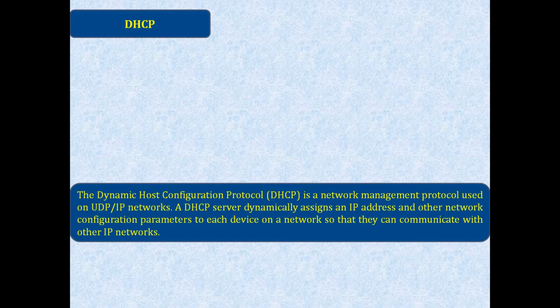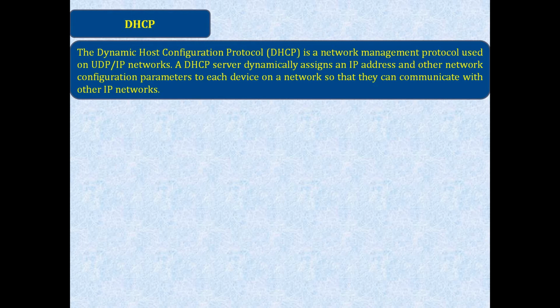And next we are going to DHCP, Dynamic Host Configuration Protocol. Dynamic Host Configuration Protocol is a network management protocol used for UDP IP networks. It means a DHCP server dynamically assigns an IP address and other network configuration parameters to each device on a network so that they can communicate with other IP networks. Say you take your system and connect it to some organization network. Automatically you get an IP address from that organization's LAN.